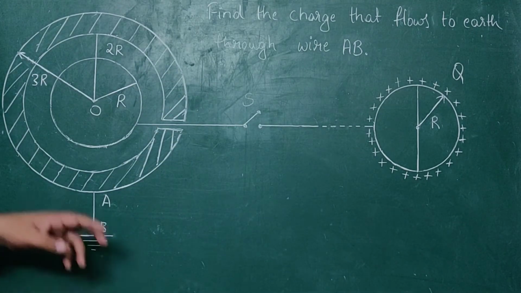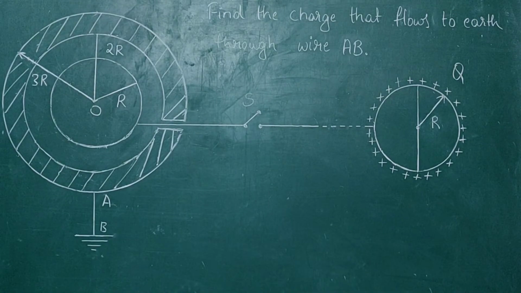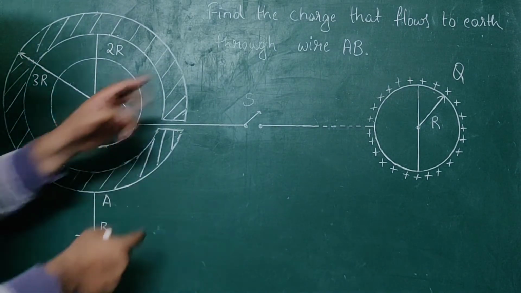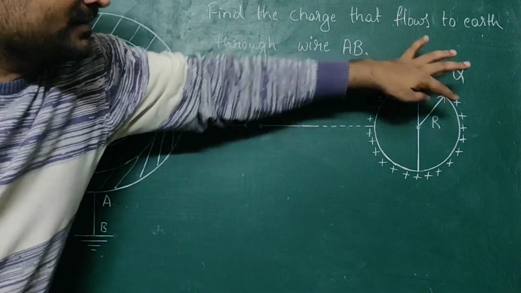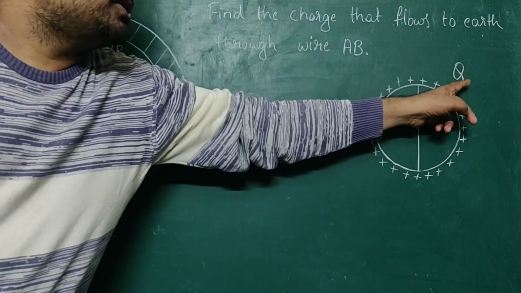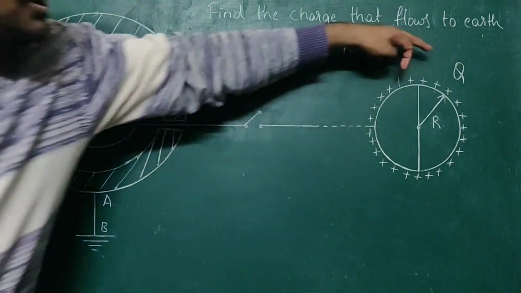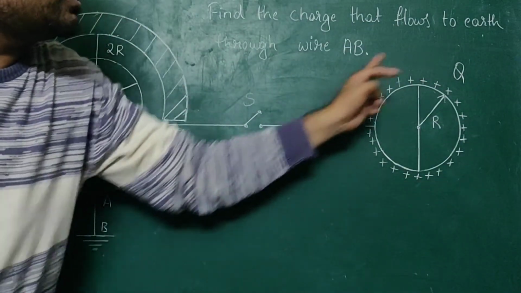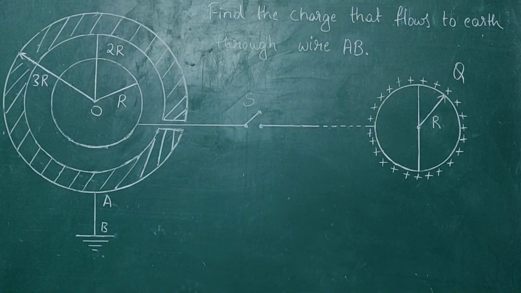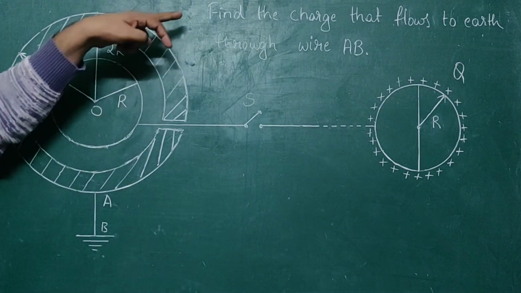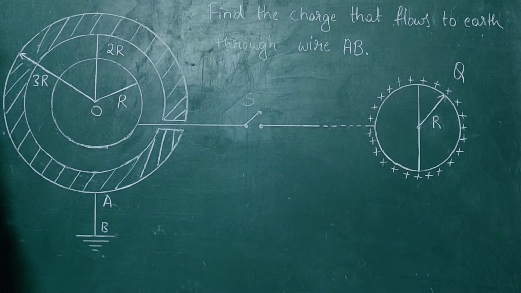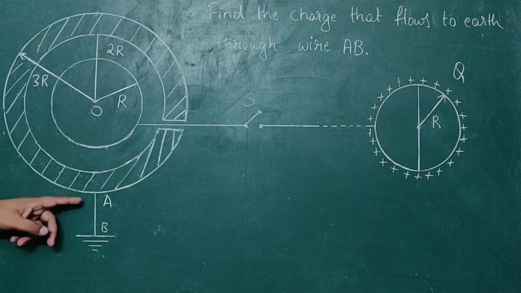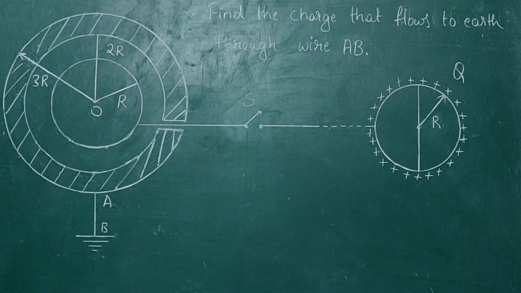When the switch S is closed, the inner sphere will be connected to another identical solid sphere of radius r having charge Q, where the charge Q is uniformly distributed over the surface of the solid sphere. On the basis of this, we need to find the charge that flows to the earth through the wire AB when the switch S is closed.